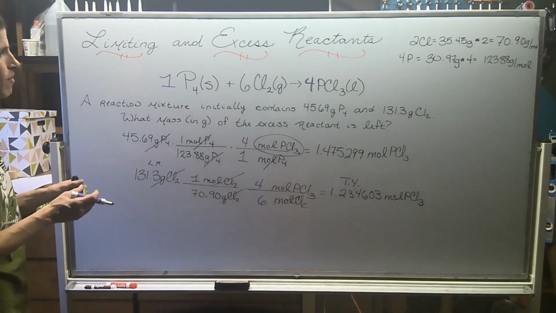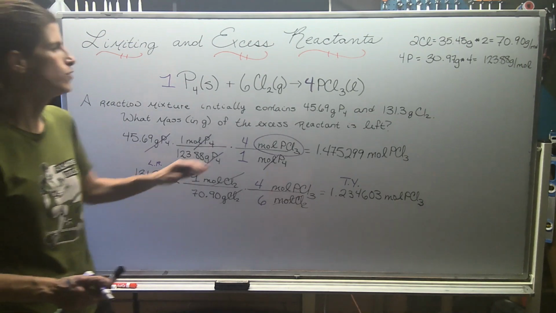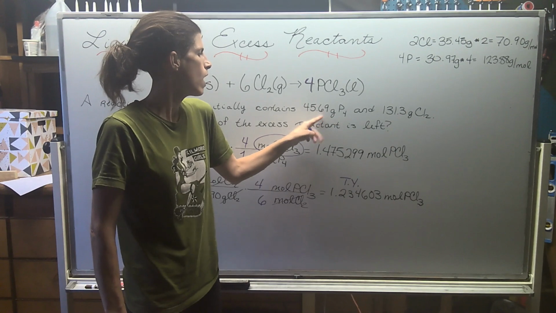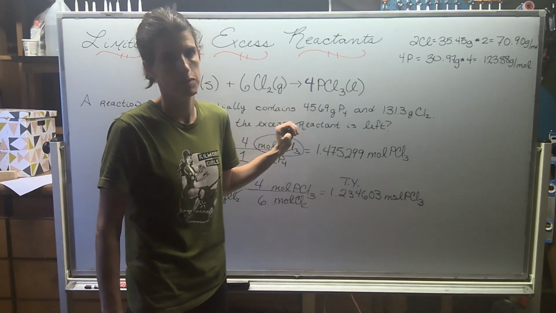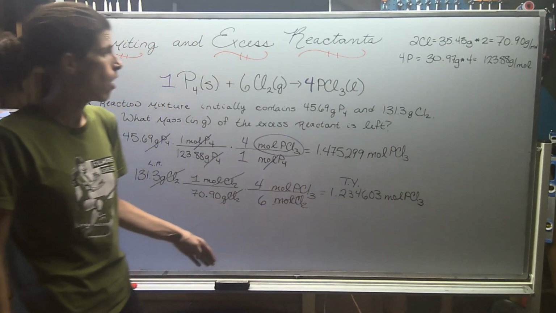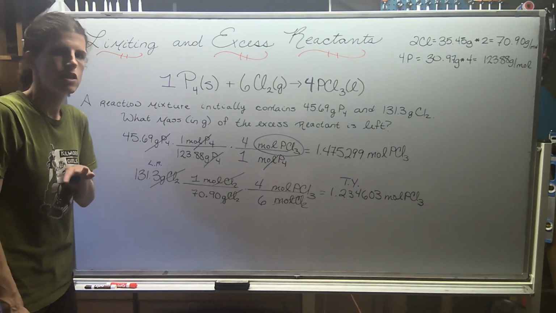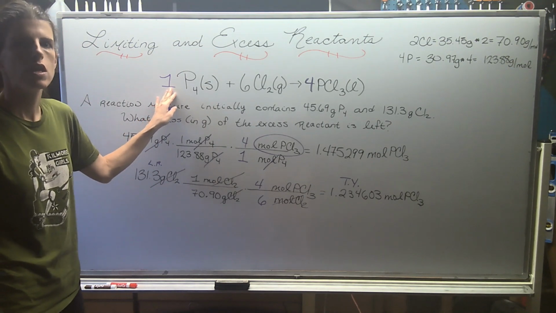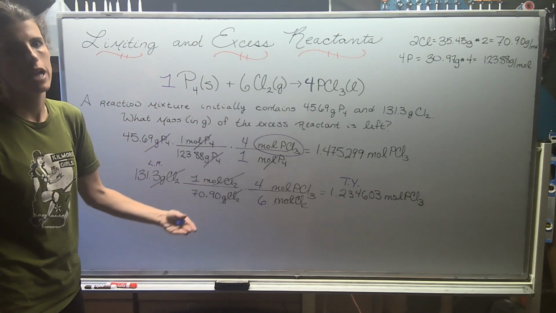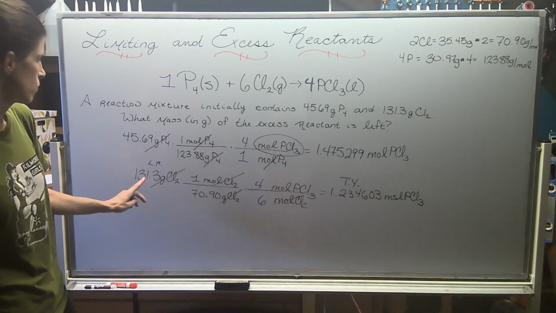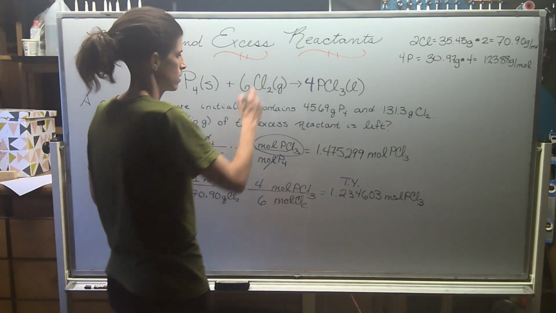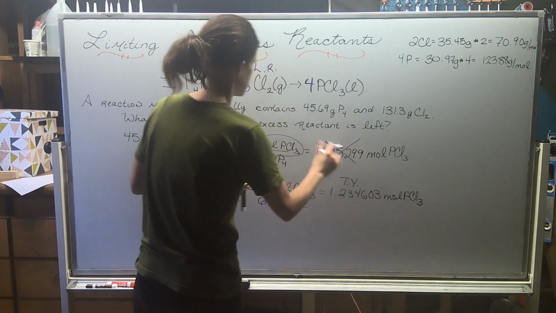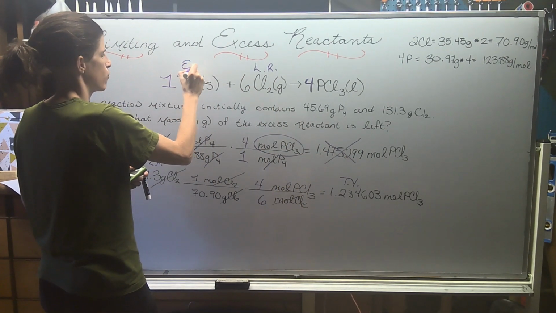This is a great example of a situation where if you had just looked at the initial gram values and you said, well, there's less P4, so that's going to be my limiting reactant, you would have been wrong. There's not a way to predict just by looking at those initial values, because molar mass and mole to mole ratios affect what your limiting reactant will be at the end of the day. So here it's going to be the chlorine, and I'm going to cross out the larger number because it's meaningless, and that means P4 is my excess reactant.